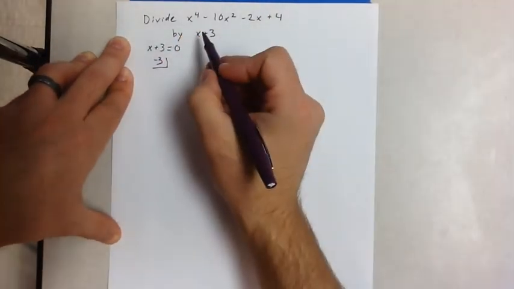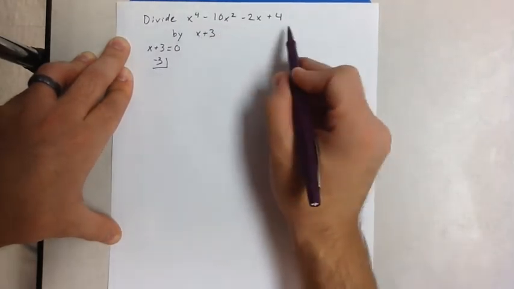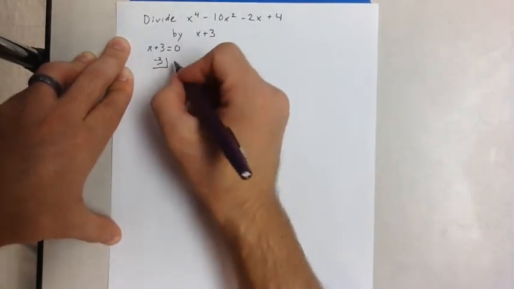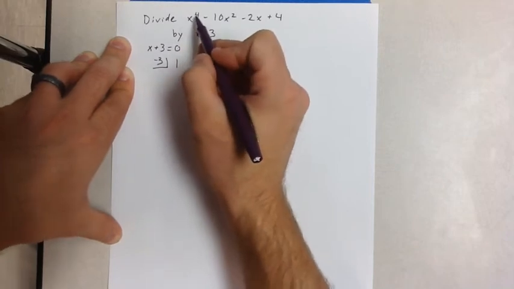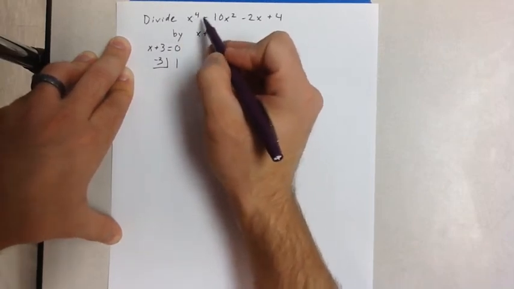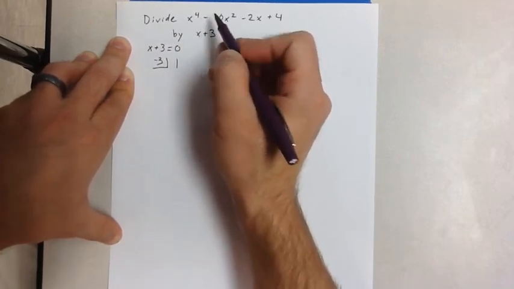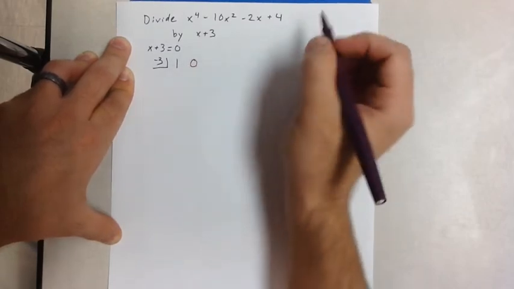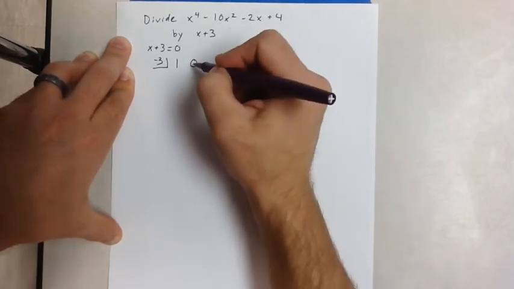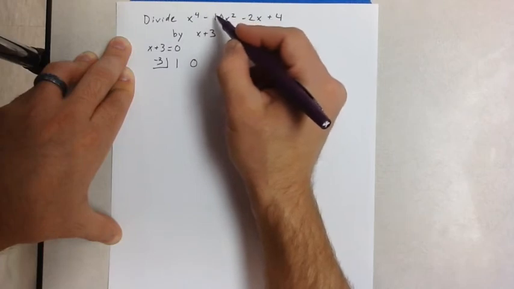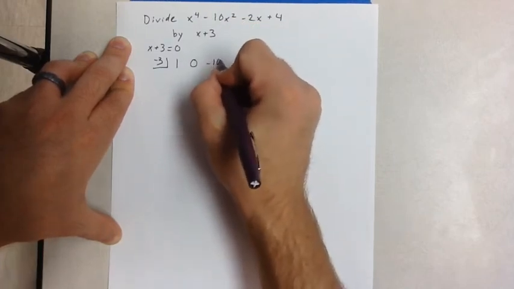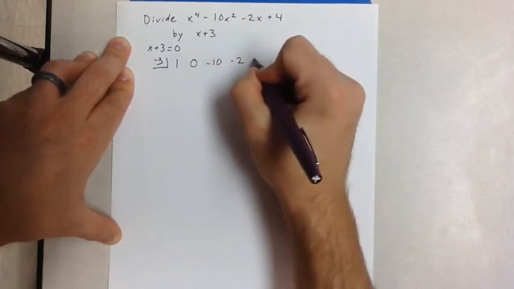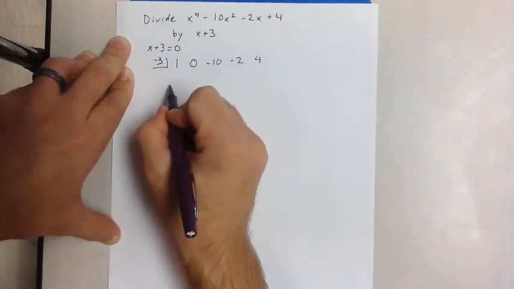So then we take the coefficients for each term. So our leading coefficient is 1. That's to the power of 4. So we don't have a cubic term, x to the power of 3, so we do have to put a 0 in here for that, since we do not have an x to the power of 3. Then we have a -10, a -2, and a +4.